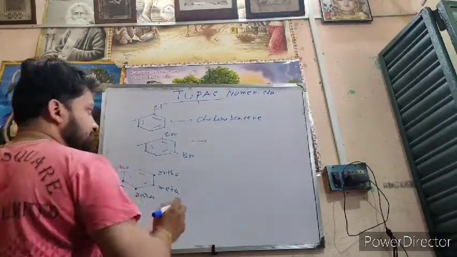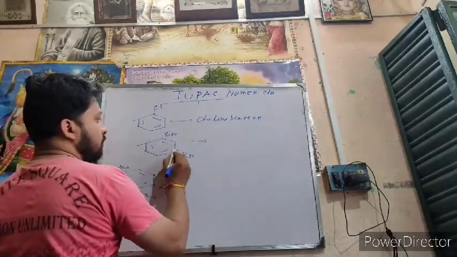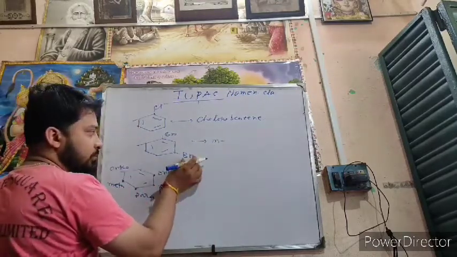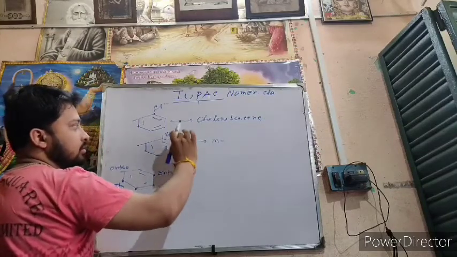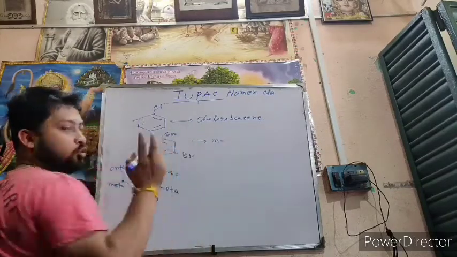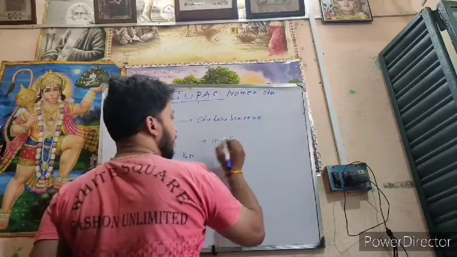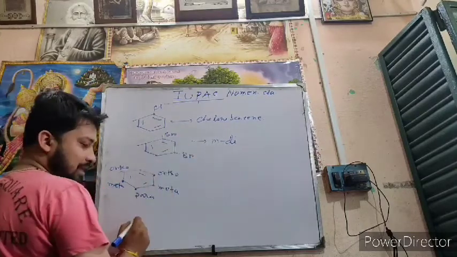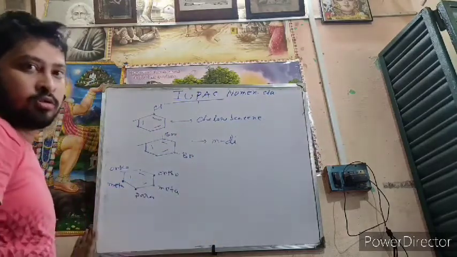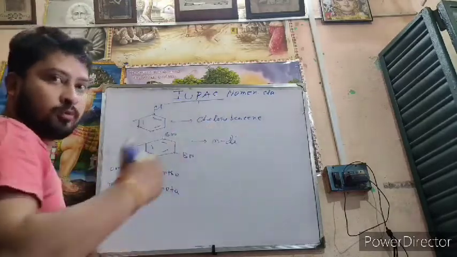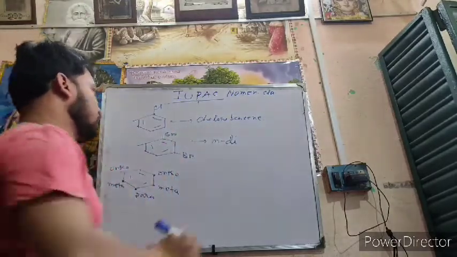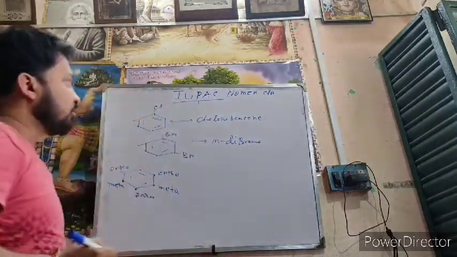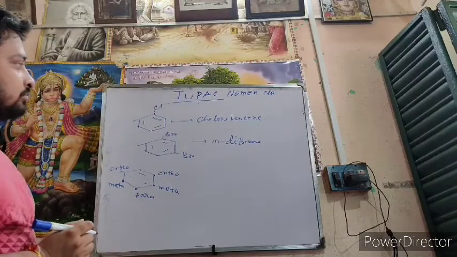Let's see. We may call it meta because the position of this bromine is meta. So meta, the number of bromine is 2. Therefore, this is di. And the name of this element is bromine, and we call it bromo. If it were chlorine, we call it chloro. So this is bromo. Meta dibromo. Very good.